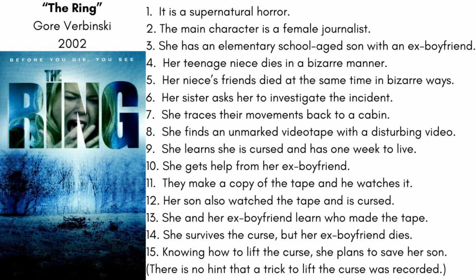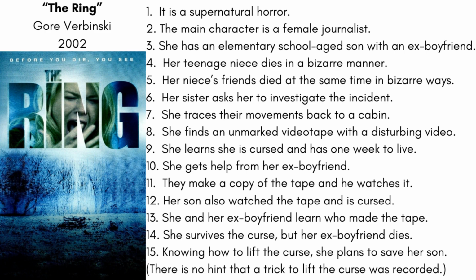The Ring, directed by Gore Verbinski, released in 2002. Number 1, it is a supernatural horror. Number 2, the main character is a female journalist. Number 3, she has an elementary school-aged son with an ex-boyfriend. Number 4, her teenage niece dies in a bizarre manner. Number 5, her niece's friends died at the same time in bizarre ways.